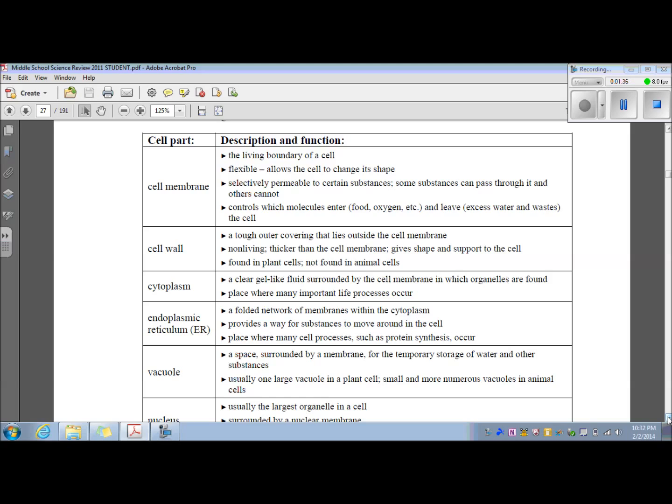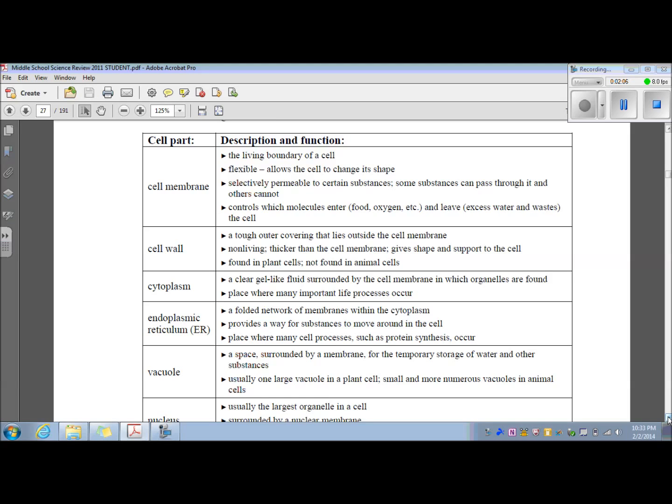Cell wall, a tougher outer covering that lies outside of the cell membrane. It is non-living and it's thicker than the cell membrane, giving it shape and support. The cell wall is found in plant cells and is not found in animal cells. Cytoplasm, a clear gel-like fluid surrounded by the cell membrane in which organelles are found. It's the place where many important life processes occur.